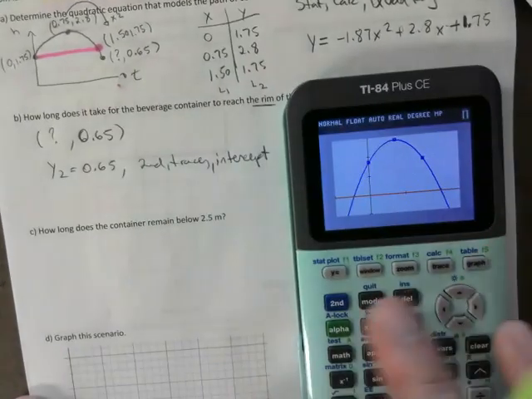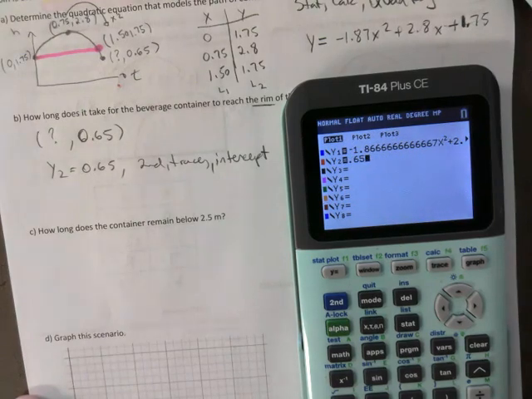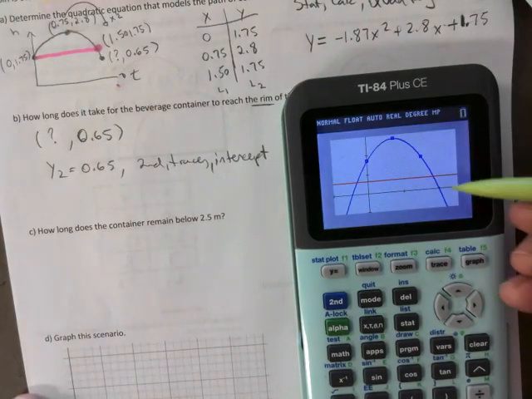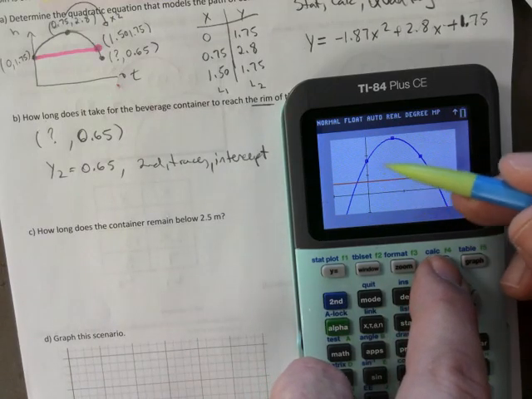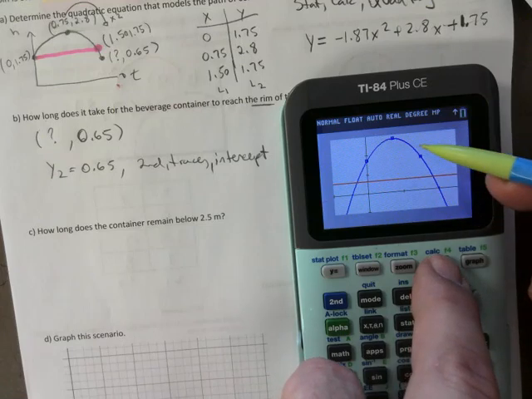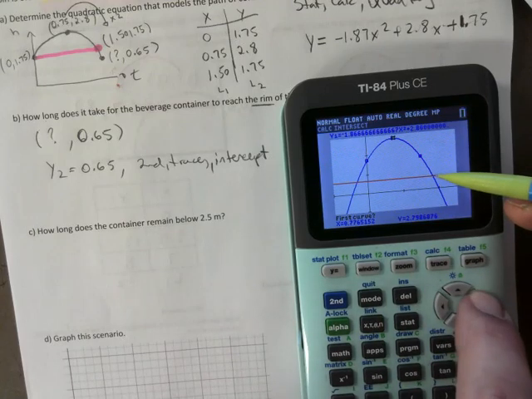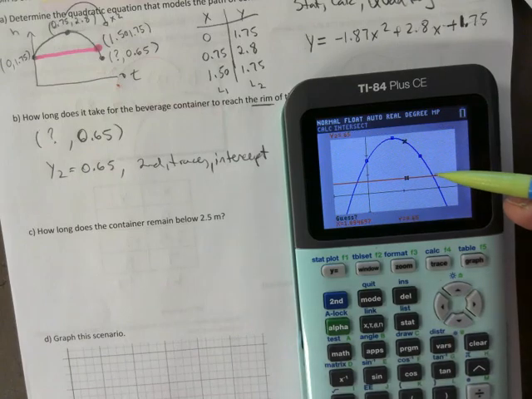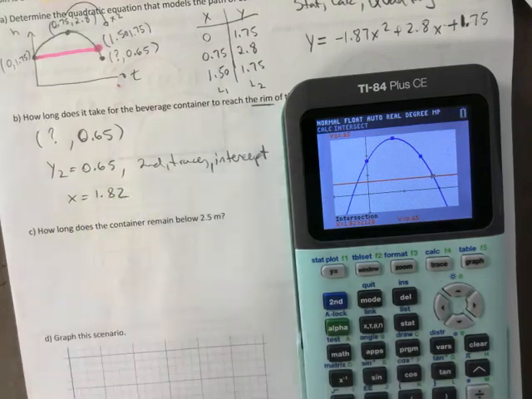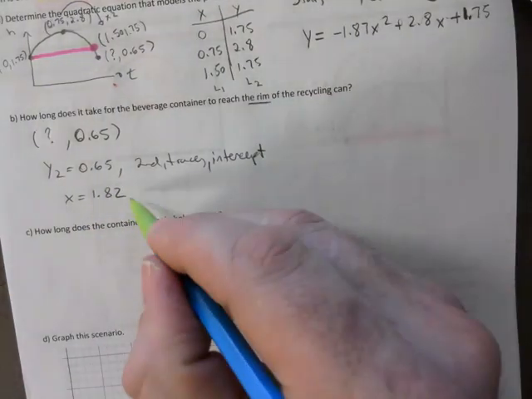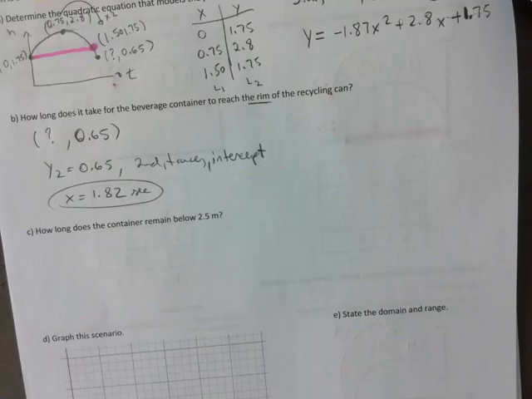Let's do that. 0.65. There it is. It only hits it right there. If it hits this on the way up, you would ignore that one. You would only want to consider when it's on its way down. Enter, enter, enter. And there you have it. X is equal to 1.82 at that point. Okay? So if you just say 1.82 seconds, you are correct.